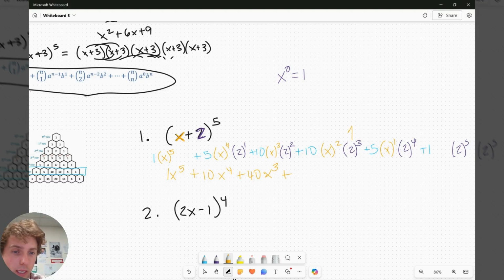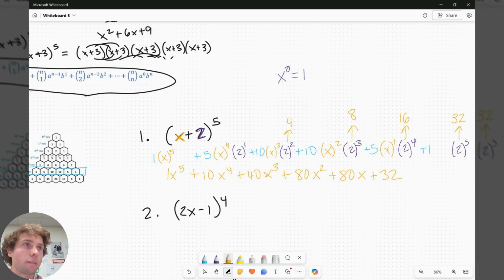2 cubed is 8. So 8 times 10 is 80. X squared is x squared. This next one, 2 to the fourth is 16. 16 times 5 is also 80. X to the first is just x. The last one is 1 times 2 to the fifth. 2 to the fifth is 32. So I would just add 32 at the end. That is our simplified form.